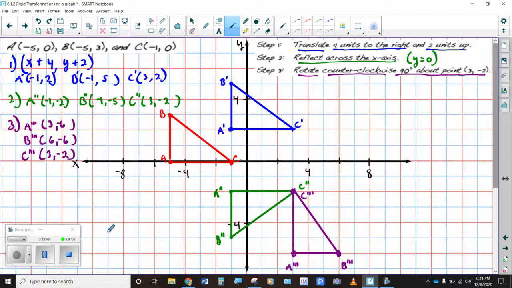So that does it for this lesson. There is a check for understanding. So let's go ahead and do that and then complete your homework for lesson 6.1.2. All right, take care. Bye.